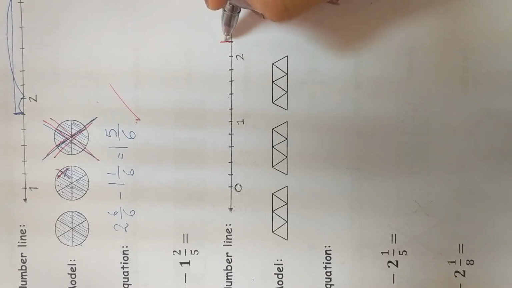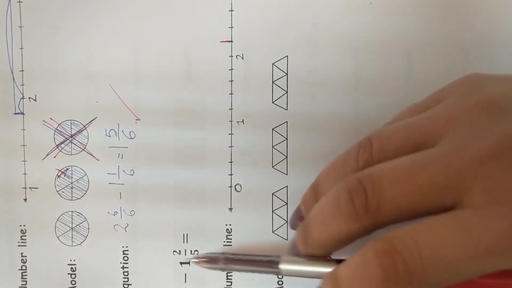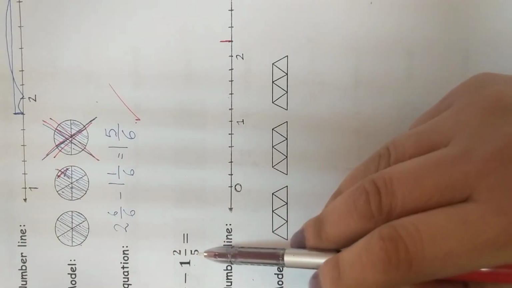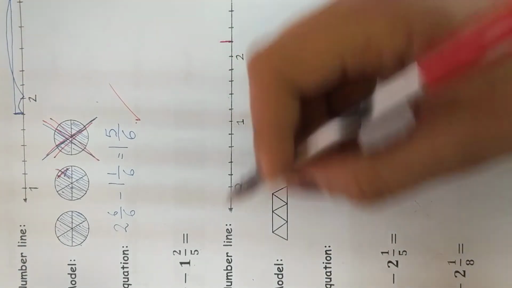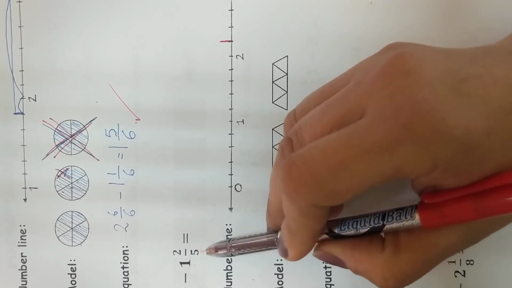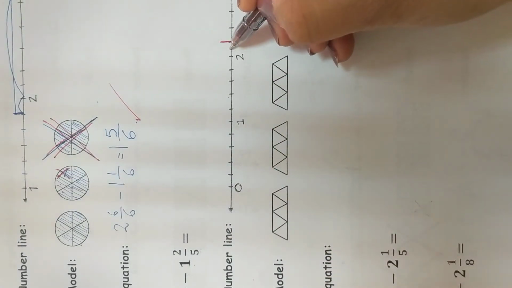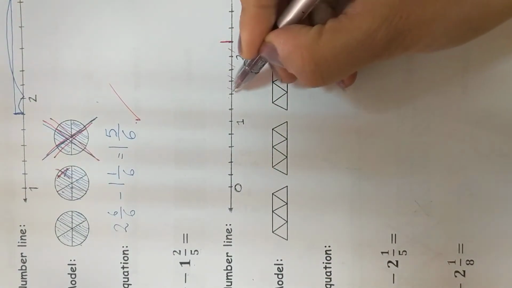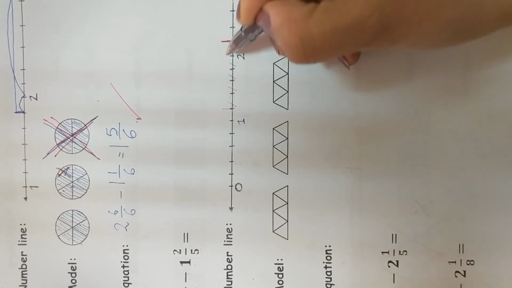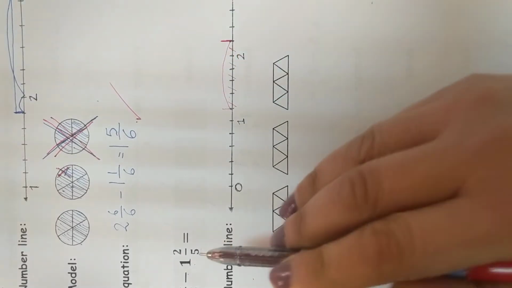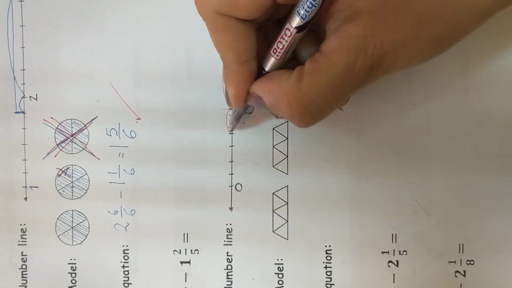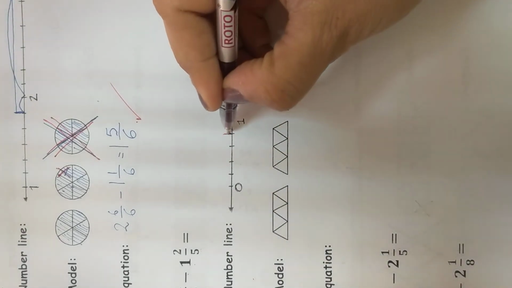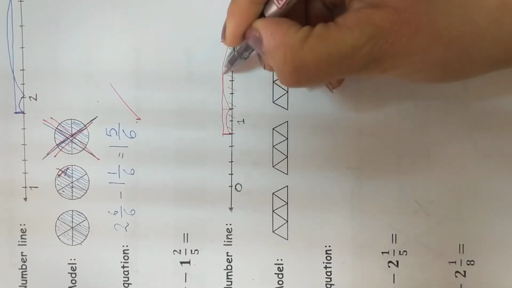I will start here. And then I will subtract 1 and 2 over 5. I go backward 1. Okay, I know that 1 consists of 5 parts, so I will count 5. 1, 2, 3, 4, 5. This is 1. And also I have 2 over 5. 1, 2. This is 2 over 5, so I will stop here and join.